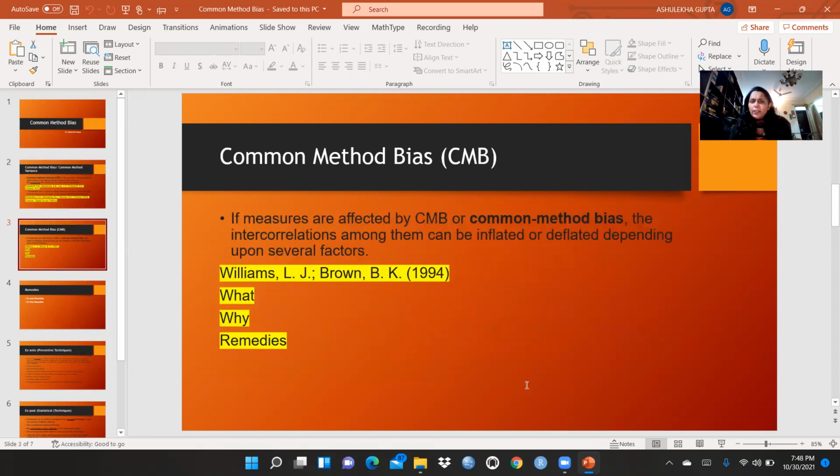We can call it CMB also. When measures are affected by CMB, or common method bias, the intercorrelation among them can be inflated or deflated depending upon several factors. So we are saying that in the presence of common method bias, the correlation among the variables can be inflated or it can be deflated also. That is also reported by William L.J. Brown. This paper is also available.